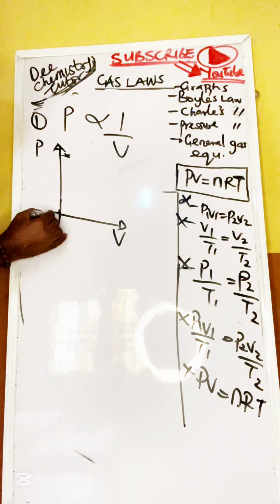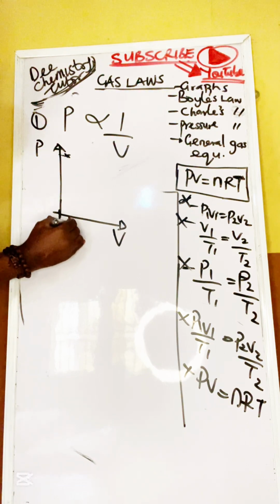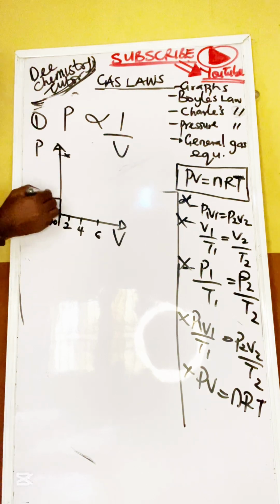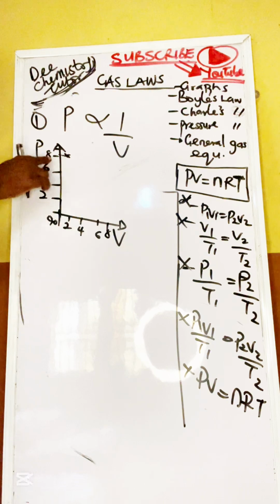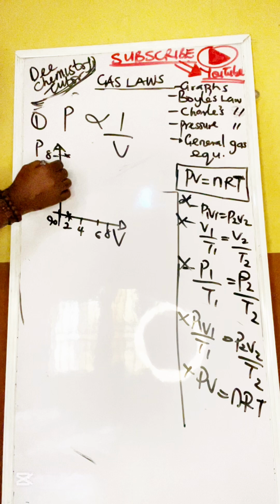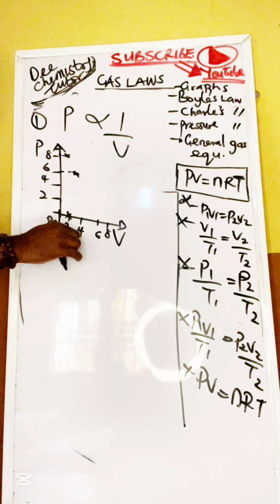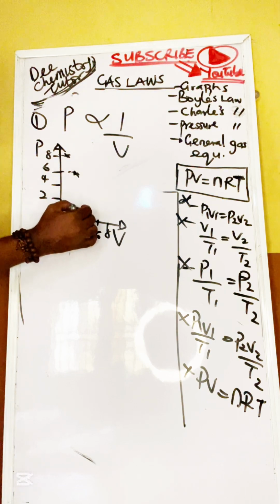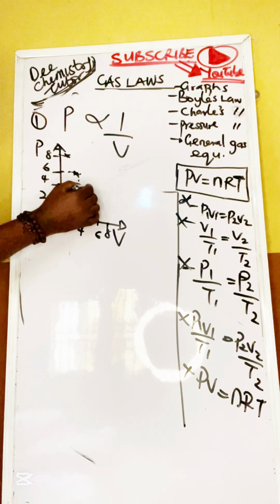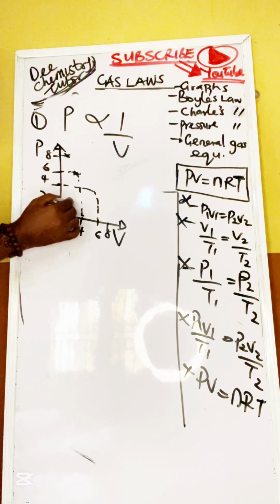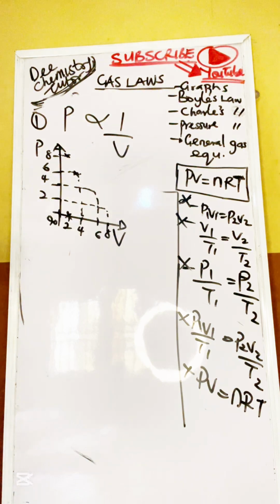Don't forget, this is 0.00. So that means this one is 2, 4, 6. I'm just going to be using 2, 4, 6. Let's say this is 8 and this is 8. If this one is 8, what do you expect this one to be? It should be 2, because they say it's inversely proportional. So when this one is 6, this one should be 4, right? And when this one is 4, this one should be 6. When this one is 2, this one should be 8.